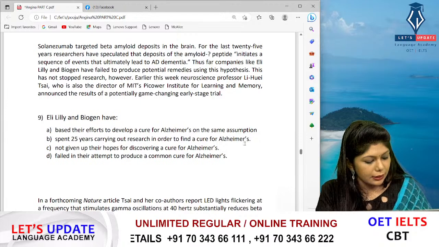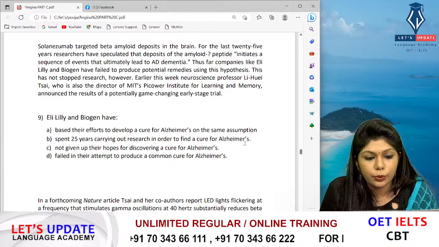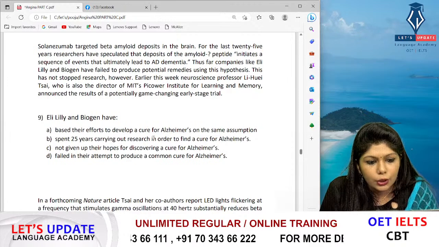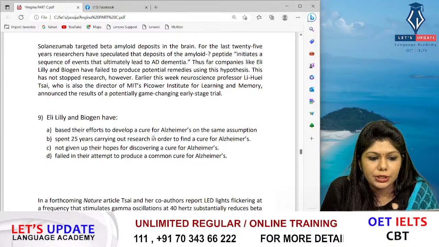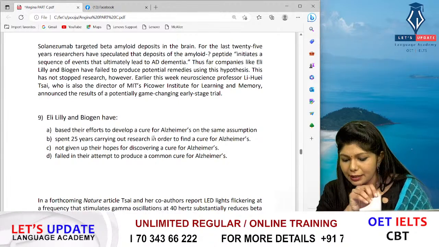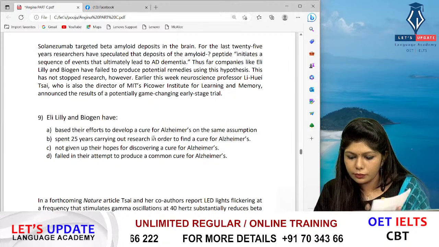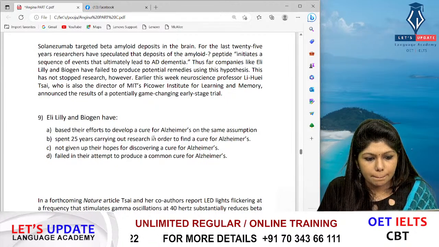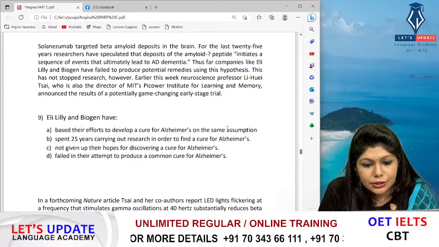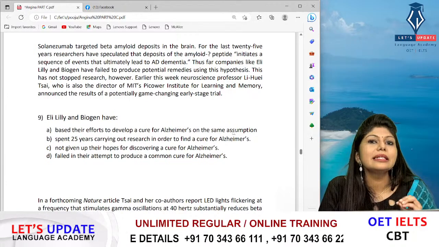Yeah, so let's solve this question. They are talking about Eli Lilly and Biogen. What have they done? It's something about them that we need to find out. So let's look at each option. A, base their efforts to develop a cure for Alzheimer's on the same assumption. Did they base their efforts to develop a cure for Alzheimer's on the same assumption? Same assumption in the sense that the same hypothesis.